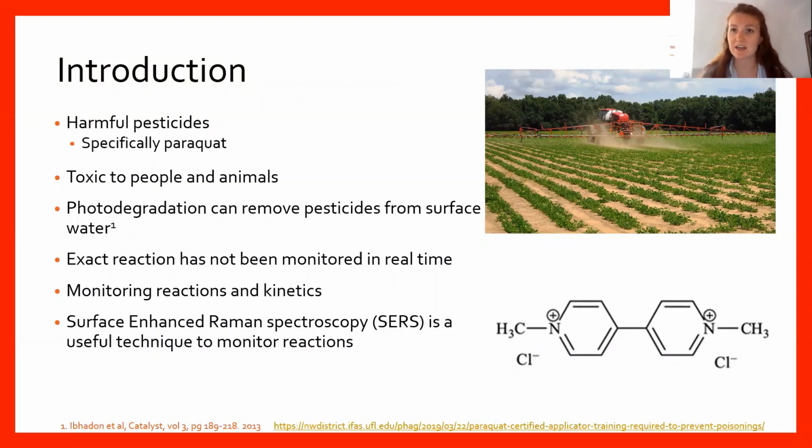But what hasn't been done is we haven't been able to actually monitor this reaction in real time. And so that's what we're trying to do. And it's important because it gives us kinetic information about what is actually happening in this reaction. And we plan to do that by using surface-enhanced Raman spectroscopy.